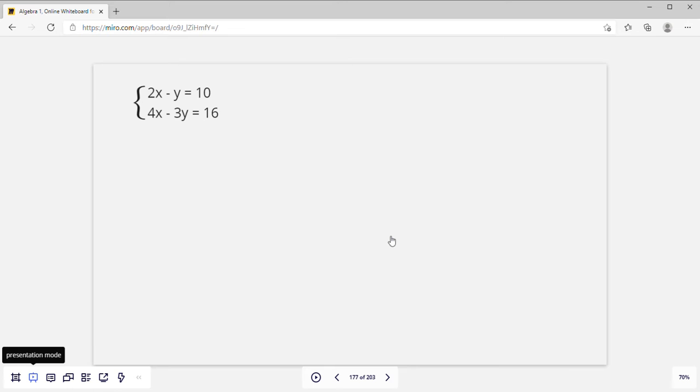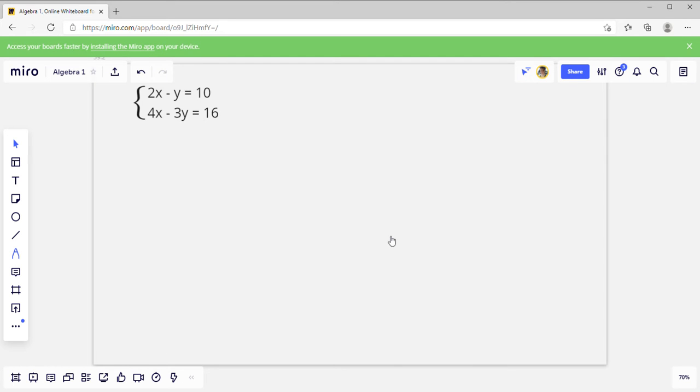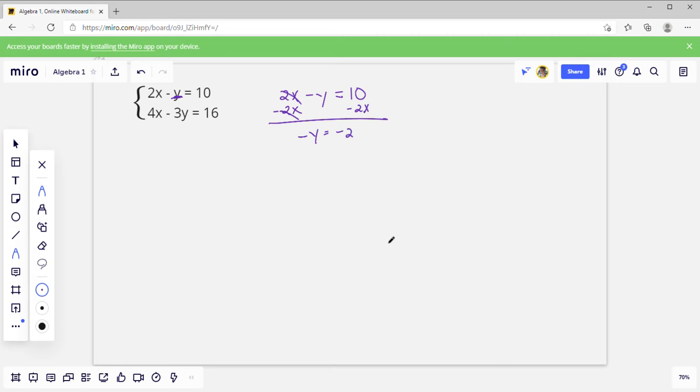Okay, so for this one, I've got to rearrange one of these. First thing I'm going to look for is an x or y by itself. Here's one right here. So I've got 2x minus y equals 10. So I have to rearrange this. So I'm going to subtract 2x on both sides, and I get negative y equals negative 2x plus 10. Now, I have this negative here, and I have to get rid of it. I need y by itself. So what I'm going to do is multiply the whole thing times negative 1.